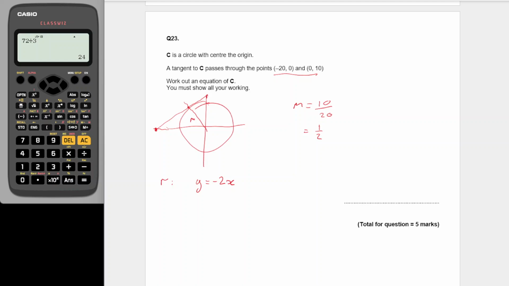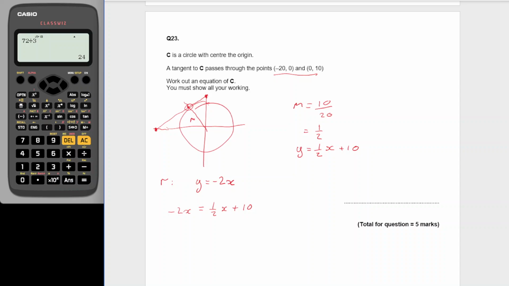So if I go back to the tangent, we know that y is equal to a half x, and we know that it intercepts the y-axis at 10. And we know that these have got to be equal, because we now want the point where they intersect, so I'm after this coordinate here. So if I say minus 2x is equal to half x plus 10, and I'm expecting this to be negative anyway.